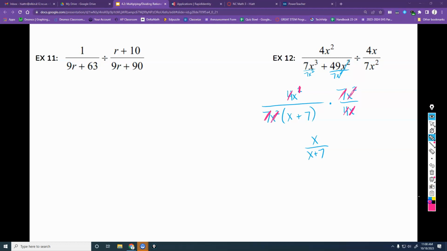I should have done restrictions. Restrictions for that. So if I look at my denominators, that 7x squared, that's going to be an x cannot equal 0. The x plus 7, that's going to be an x cannot equal negative 7. The 4x is just another 0. The 7x squared is just another 0. So those are my 2 restrictions there.